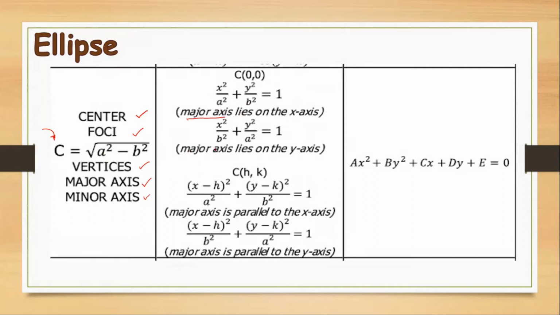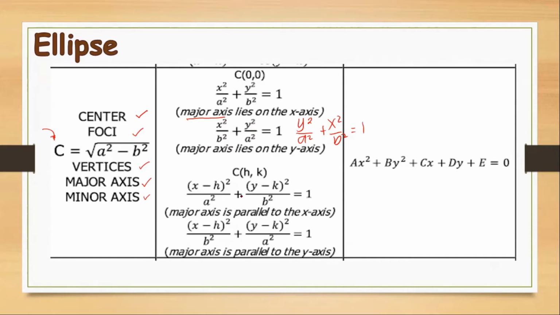And if the major axis lies on the y-axis, then we'll have x squared over b squared plus y squared over a squared equals 1. Or you can rewrite that as y squared over a squared plus x squared over b squared equals 1. This one is more convenient for me than the other equation, but you can use either of them.